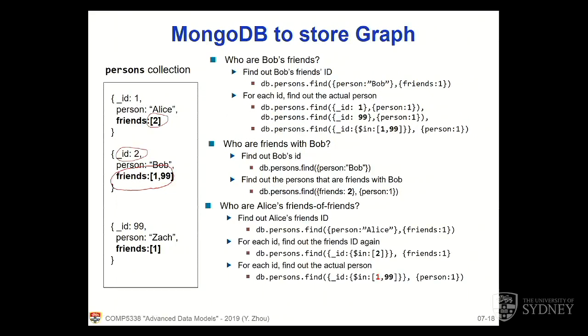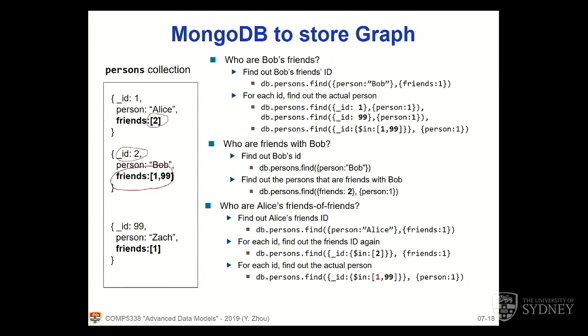And friends of friends is a bit more complicated. We just need to run a few queries. First, find Alice's ID, and then find out Alice's friends' IDs, and then find out the actual persons. I think I actually need another query here to find the friends of friends. So here, you might need to run a few queries if you are using an early version of MongoDB.